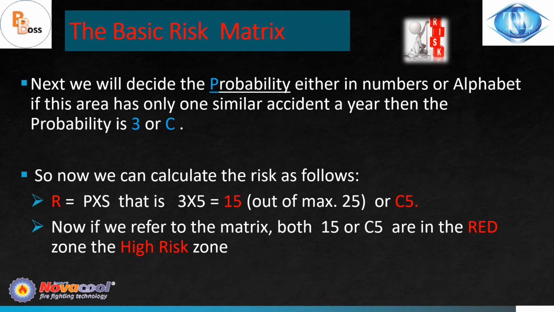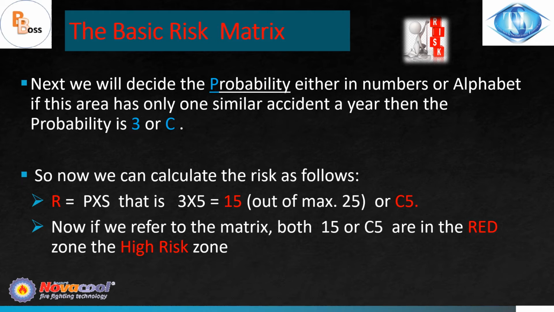Okay, now we are going to calculate the probability. Let's say that this area is known to have accidents, but the accident happened once a year. If again we look to the matrix, although here we are talking about accident companies, likewise we can say the accident happened once a year. This is C or 3. I put both on the matrix if you look, so it can be C or 3.